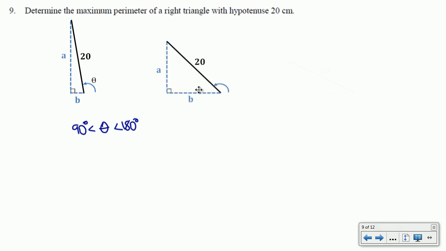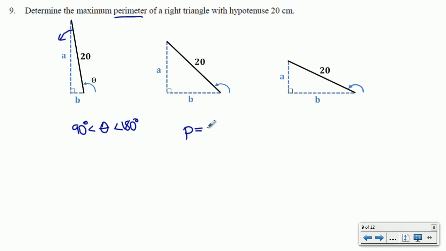So if we increase theta, and this hypotenuse is falling, you could imagine that this is like a board and you're letting it fall to the ground. As it falls further, we have a situation where A and B are equal, roughly. And if we go a little bit further, B is a little bit longer than A. So we need to maximize the perimeter.